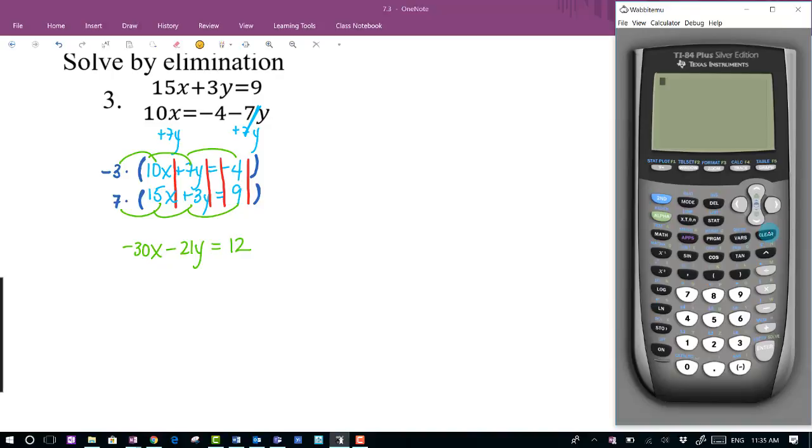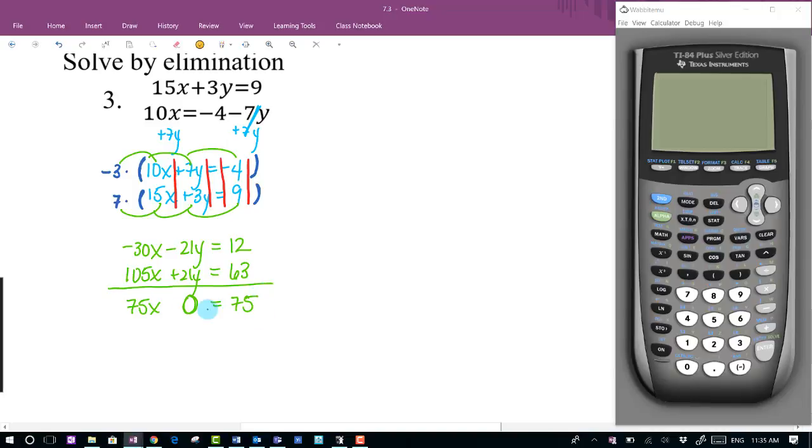7 times 15x gives me 105x positive. 7 times positive 3y is going to give me my positive 21y that I'm looking for, and 7 times 9 is going to give me my 63. All right, I'm going to go ahead and add these down. I'm going to get a -30x, and a positive 105x is going to give me 75x. These are going to turn to 0. That's what I wanted to happen, and that's going to be equal to, it looks like 75.